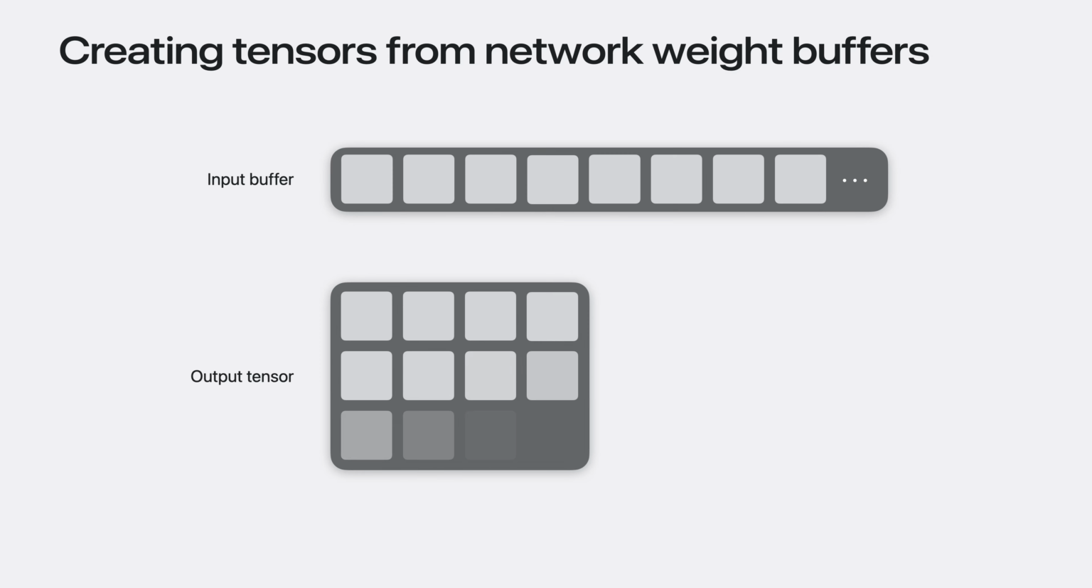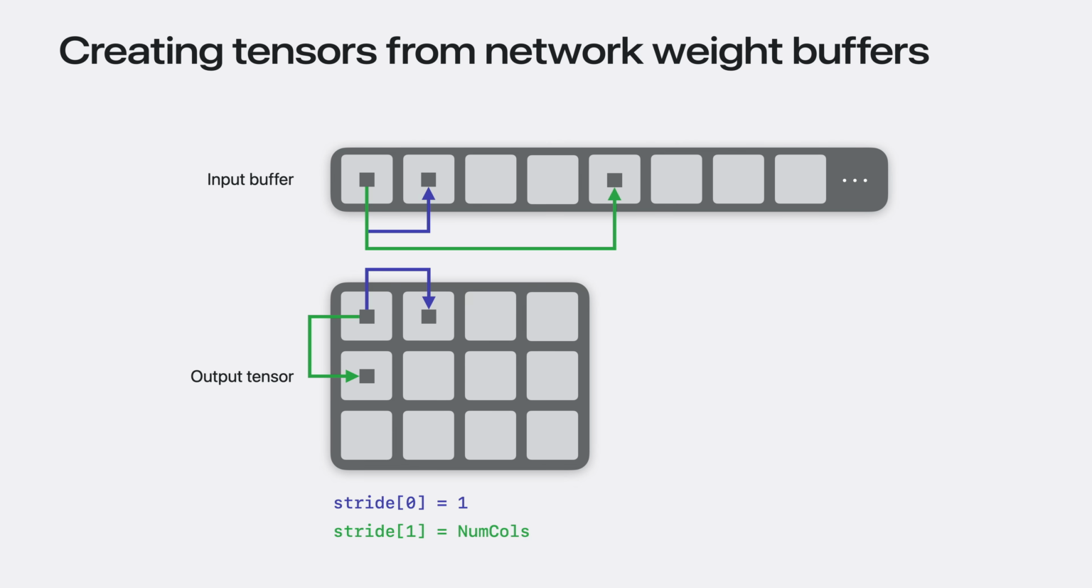Now, let's focus on creating tensors from a pre-existing buffer. Unlike tensors created from a device, tensors from buffer aren't assumed to be tightly packed, so you need to specify its strides. The innermost stride should always be 1. The second stride indicates how many elements are jumped over when the row index is incremented.